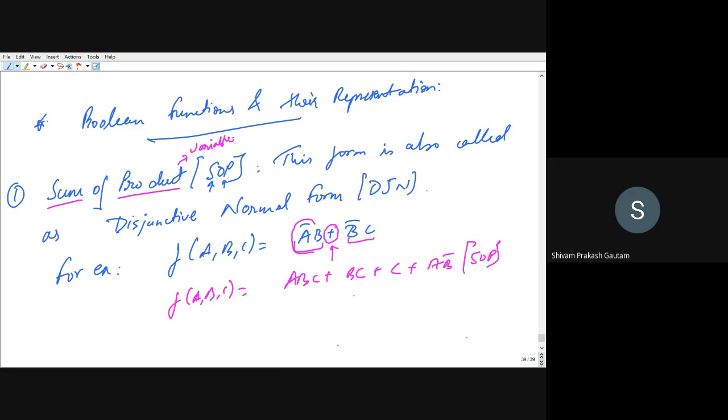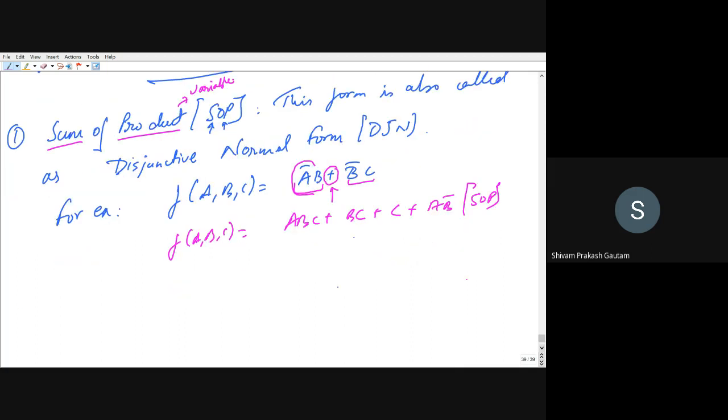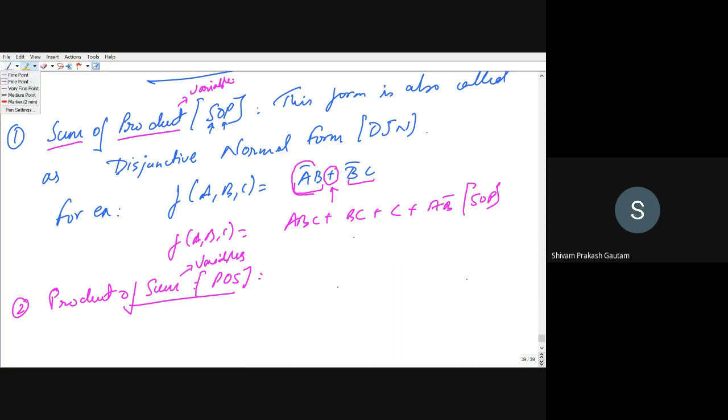What can be the vice versa of this? The vice versa of sum of product can be product of sum. Sum means sum of variables, and ultimately you have to take the product of them. It is called POS, product of sum. It is also called conjunctive normal form, the alternative name, that is CNF.